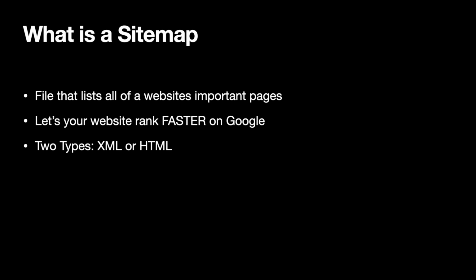There are two types of sitemap file. One is XML and the other is HTML. It doesn't really matter which format your sitemap is in because Google can read both, but in this video, we will be making an XML sitemap. Let's jump into how to do it.